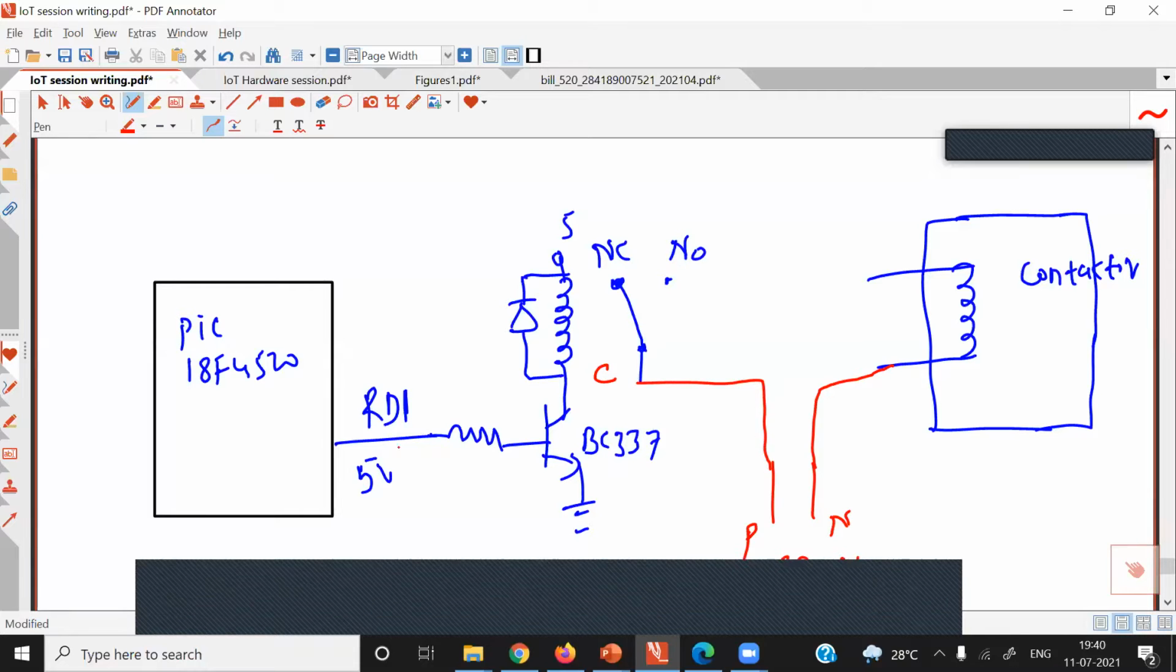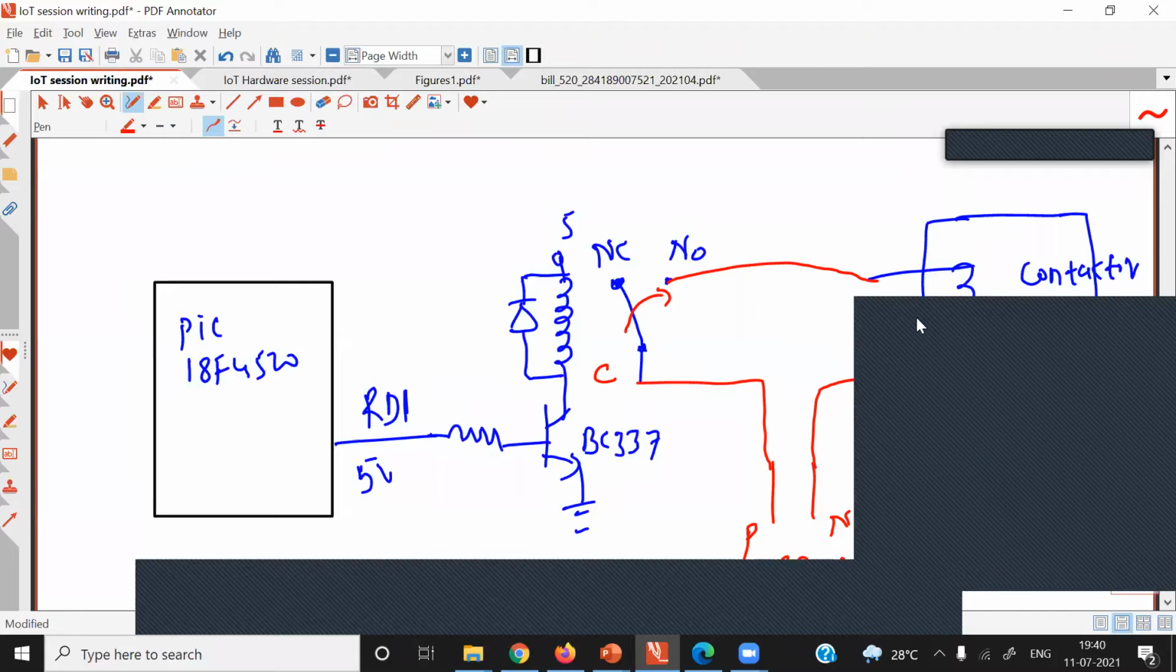Now when you apply 5 volt on this RD1 pin, the coil inside the small relay will get magnetized. It will produce a magnetic field. Then this common terminal will move towards the NO terminal. On the NO terminal, you connect the other end of the contactor coil. So when you apply logic 1 on the RD1 pin, this relay will be switched on. Then this relay will switch on the electromagnet inside the contactor, and then the switches in the contactor will get closed. So this is the interfacing. I hope your question is properly answered.